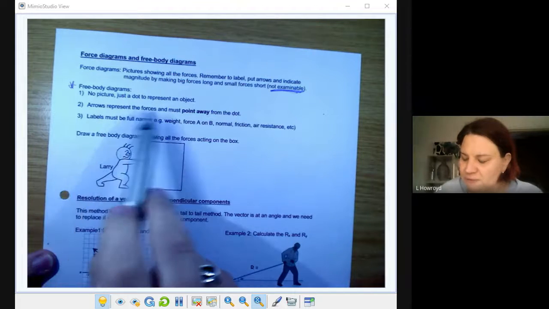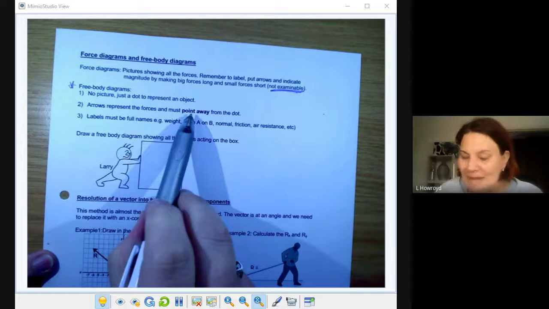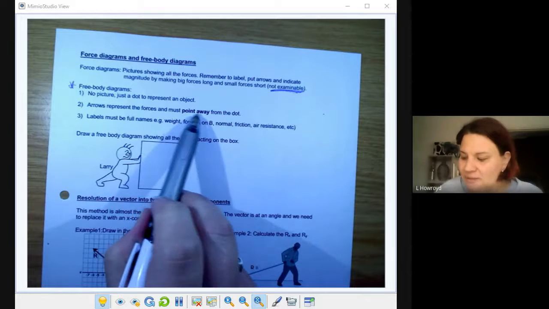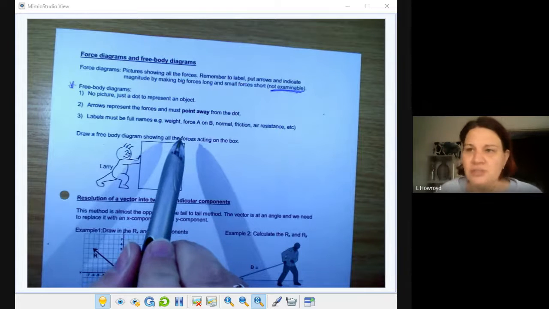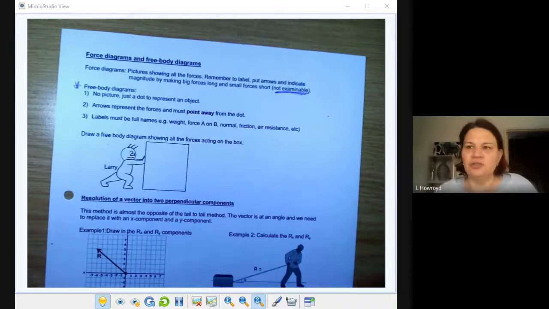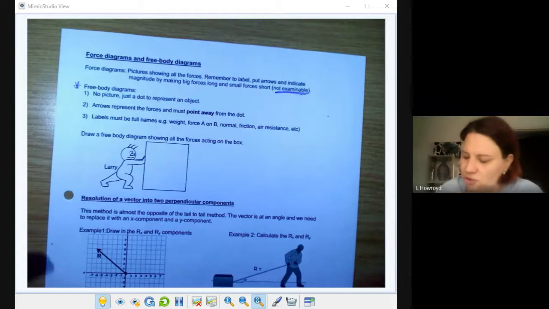Arrows represent the forces and must point away from the dot. We never point towards the dot. It is always away from the dot. So if you're getting confused and you're not sure, just always remember the tail of the arrow starts at the dot, connected to the dot.